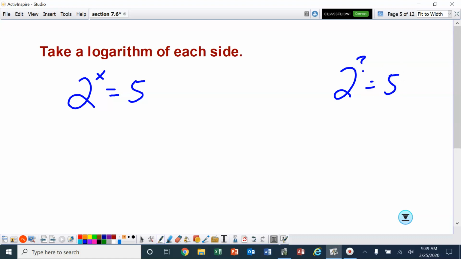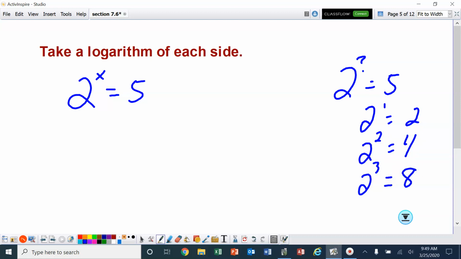2 to what power is 5? Well, I know that 2 to the first is 2. I know that 2 squared is 4. I know that 2 to the third is 8. Well, that means the answer to this is going to be somewhere between 2 squared and 2 to the third. So the answer is going to be a decimal, 2 point something. Well, how in the world are we going to find that? This is where the logarithms come into play.